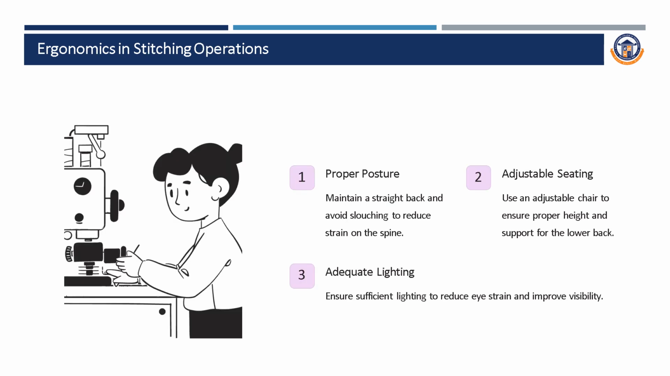When we are doing any sewing operation, we need ergonomics in the stitching operation. One is proper posture, the second one is adjustable seating, the third one is adequate lighting. Maintain a straight back and avoid slouching to reduce the strain on the spine. For adjustable seating, use an adjustable chair to ensure proper height and support for the lower back. Adequate lighting is required to reduce eye strain and improve our visibility.